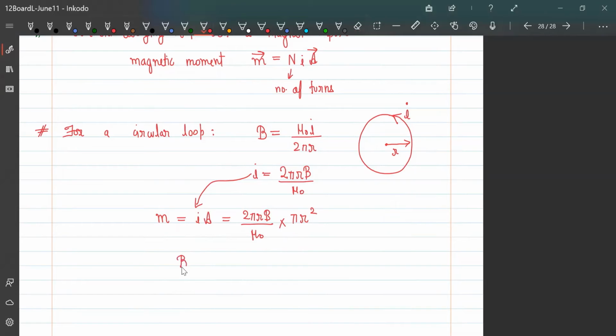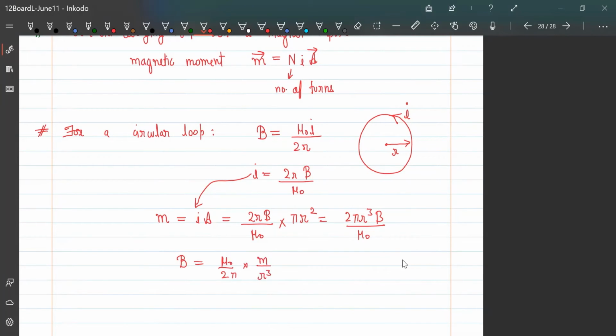If I want to write the magnetic field, it will come out to be mu naught by 2 pi into m upon r cube. So magnetic field will be mu naught m by 2 pi r cube.